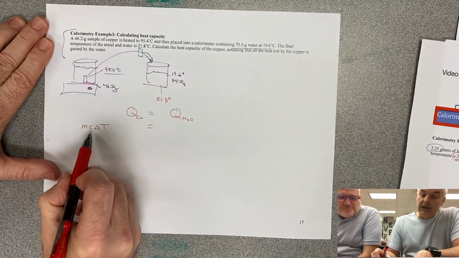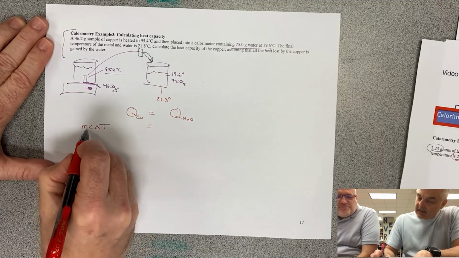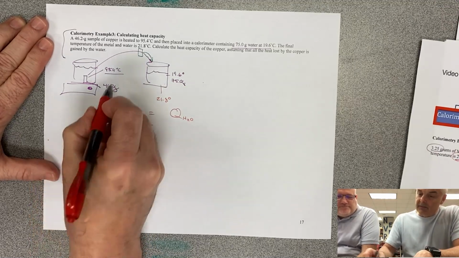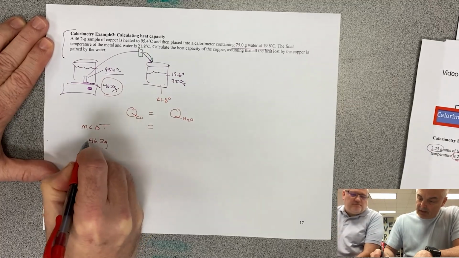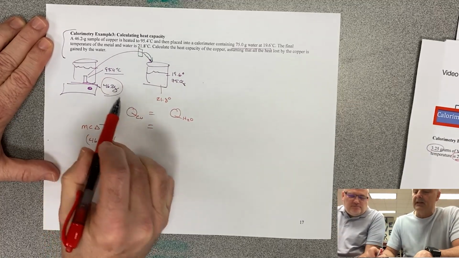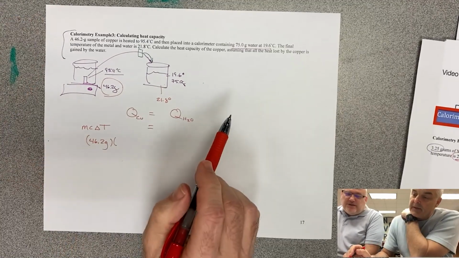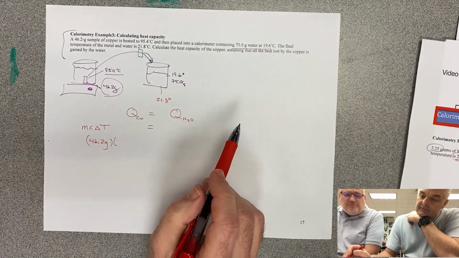All right, so mcΔT. This would be the m of the copper. So the mass of the copper, I'm going to bring that down, 46.2 grams times the specific heat of the copper, which you have to have, or this problem is a no-go.